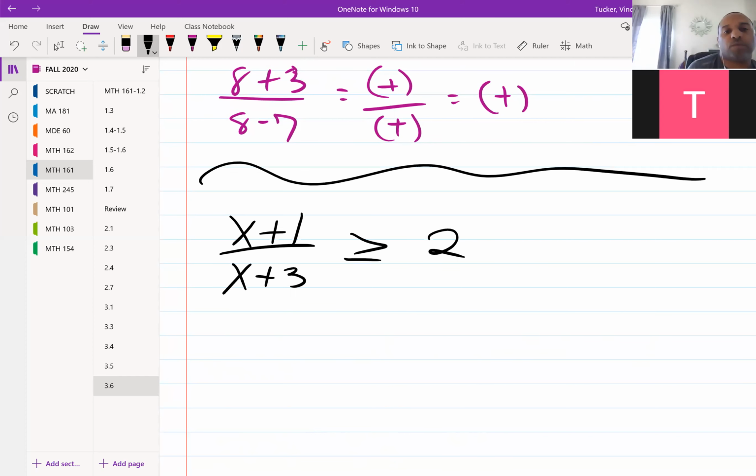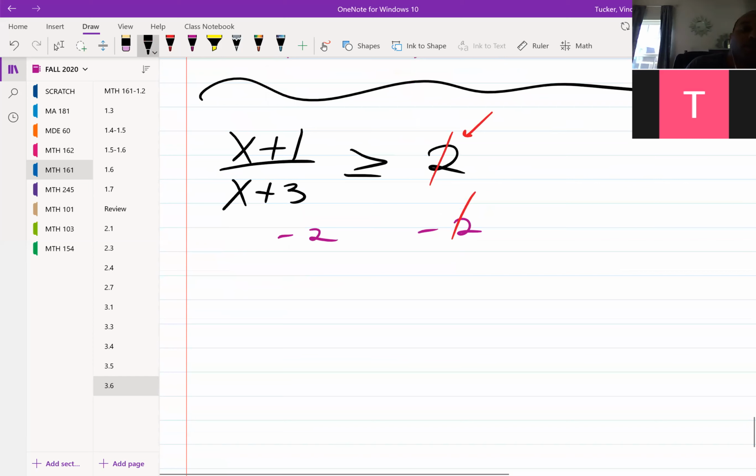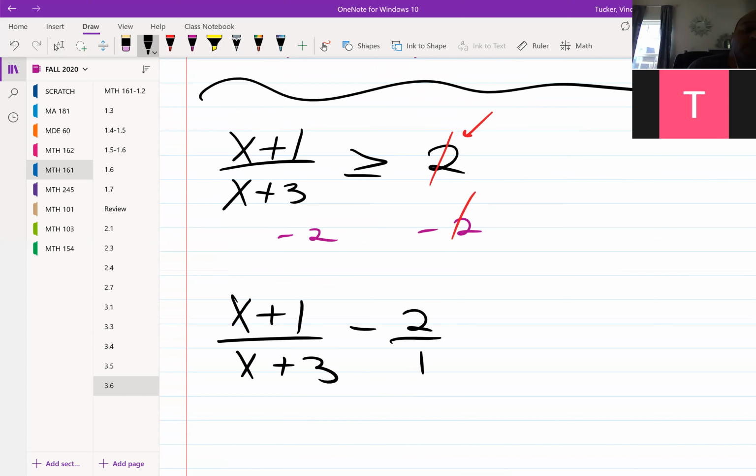All right, so we have x plus 1 over x plus 3 is greater than or equal to 2. So remember, we want to set one side equal to 0. That's not the case. So we want to go ahead and subtract 2 from both sides, and we most definitely want to be careful here, because when you are adding fractions, don't forget you have to have common denominators. So 2 has a denominator of 1. That means you need to multiply both top and bottom by x plus 3.